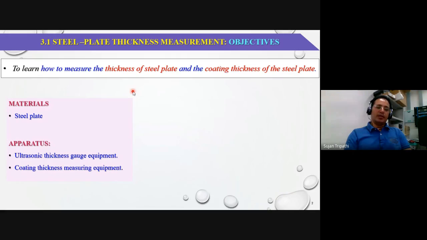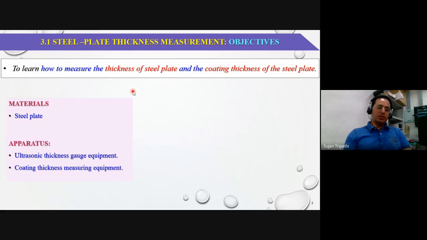In this section, our objective is to learn how to measure the thickness of the steel plate and the coating thickness of the steel plate. For this experiment, we need the steel plate as a material. And I have missed something here, that is the ultrasonic gel, which is also called the couplant. I will show it later.